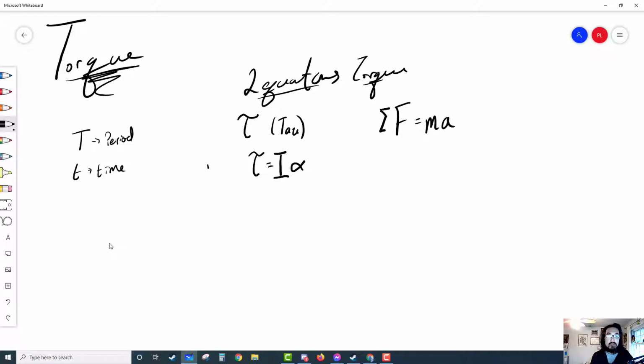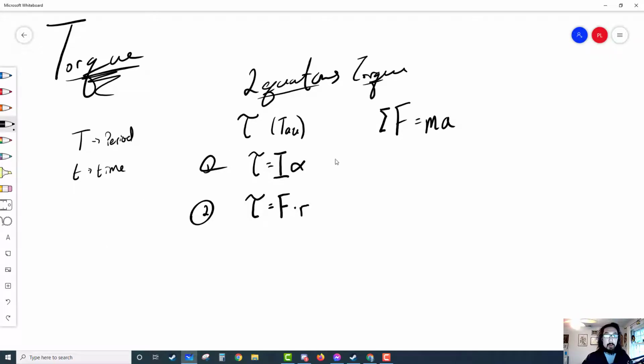So this is version number one. Version number two is that torque is equal to the force exerted at a radius r away. We have two versions of this equation, and we're going to go over exactly when to use either one of them.